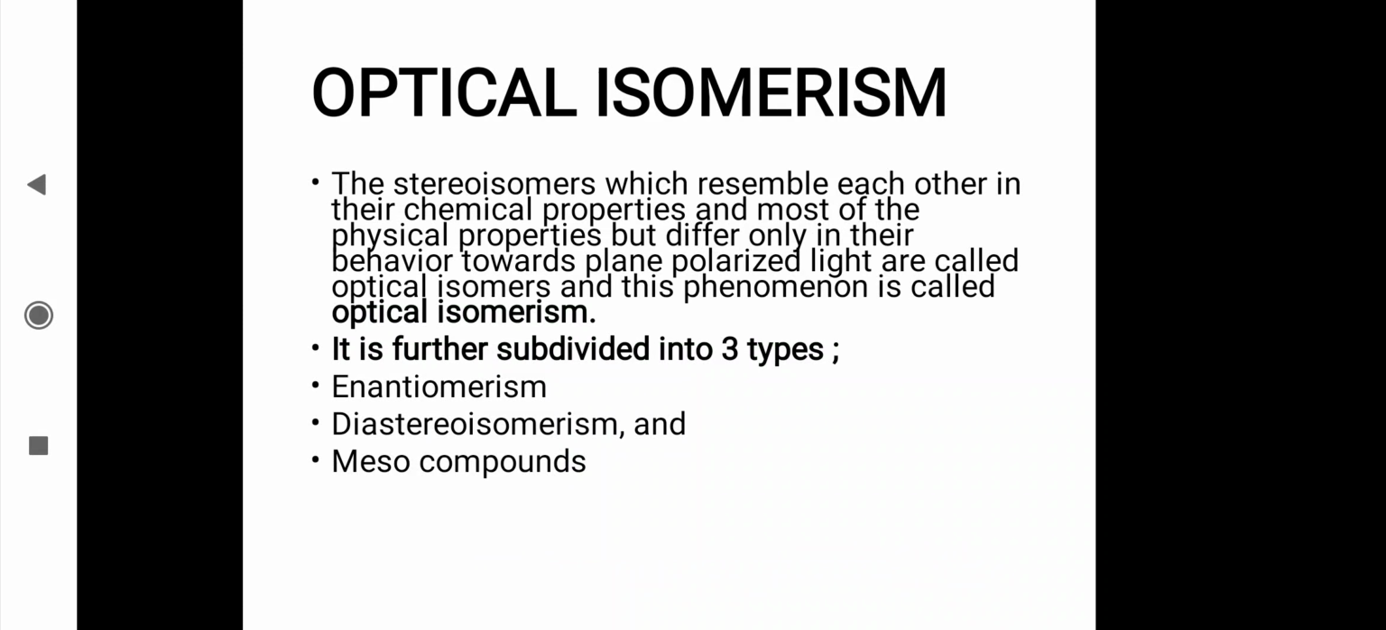Then let's talk about optical isomerism. The stereoisomers which resemble each other in chemical properties and most of the physical properties, but differ only in their behavior towards plane polarized light, are called optical isomers. And this phenomenon is called optical isomerism.